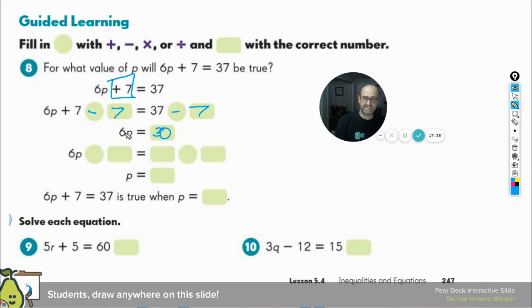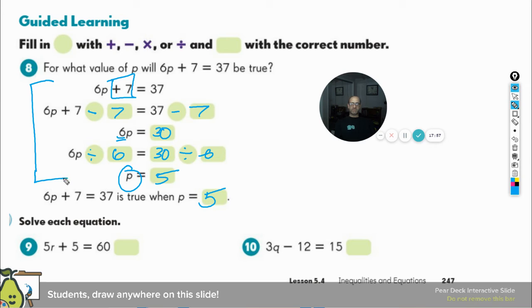Now I want to get rid of the 6. 6p, or 6 times p, divided by 6, and then I'm going to do 30 divided by 6, because I want to get rid of that. 6p divided by 6 is p. 30 divided by 6 is 5. So this is true when p equals 5.